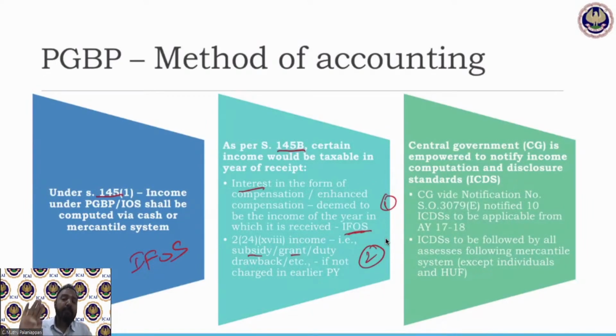So basically, generally an income is accounted in the form of cash or mercantile system of accounting, and it is taxed in that manner only. But there are a couple of exceptions. One is interest on enhanced compensation. Another is subsidy grant or any refund received, which is only taxable in the year of receipt. So these are the exceptions.